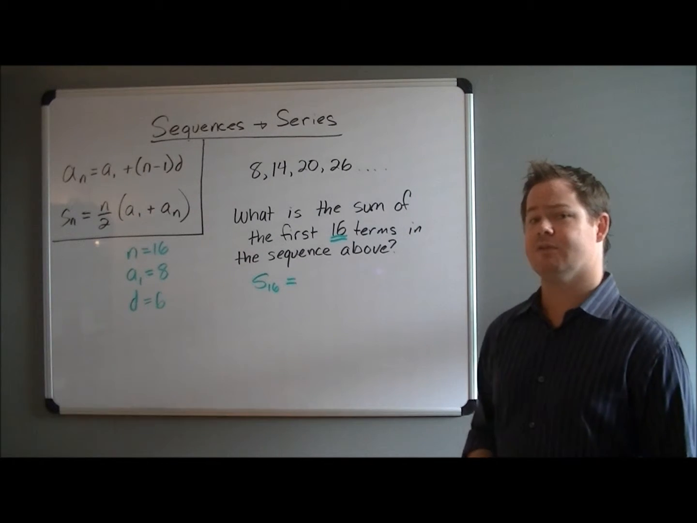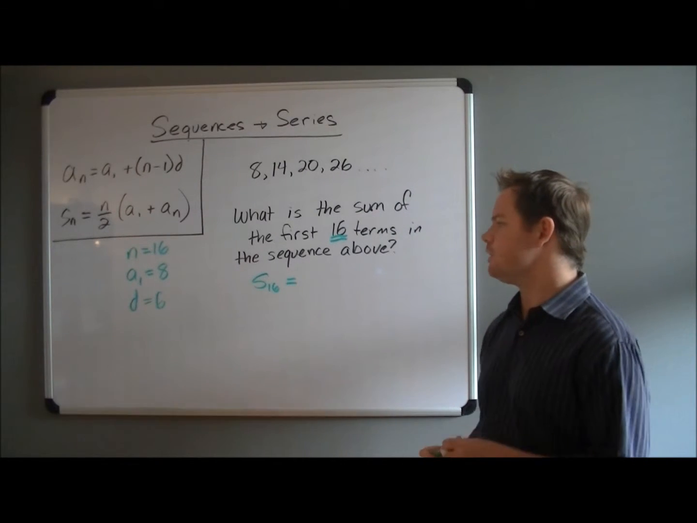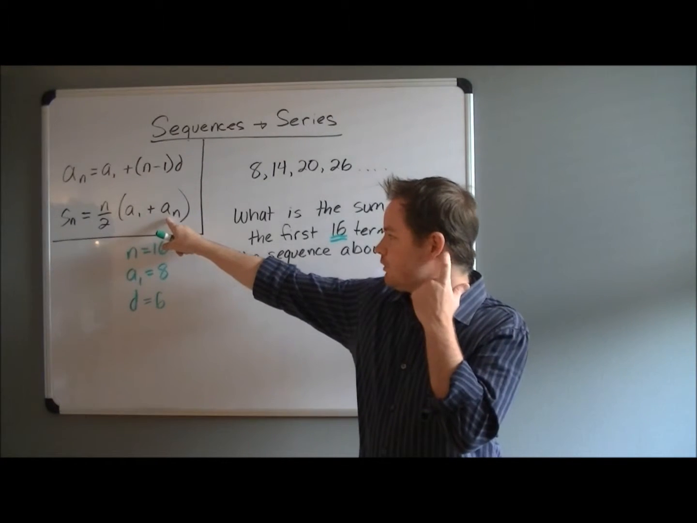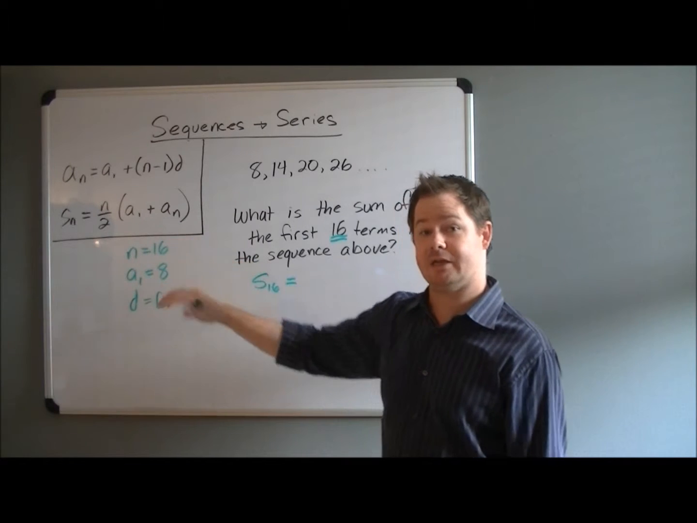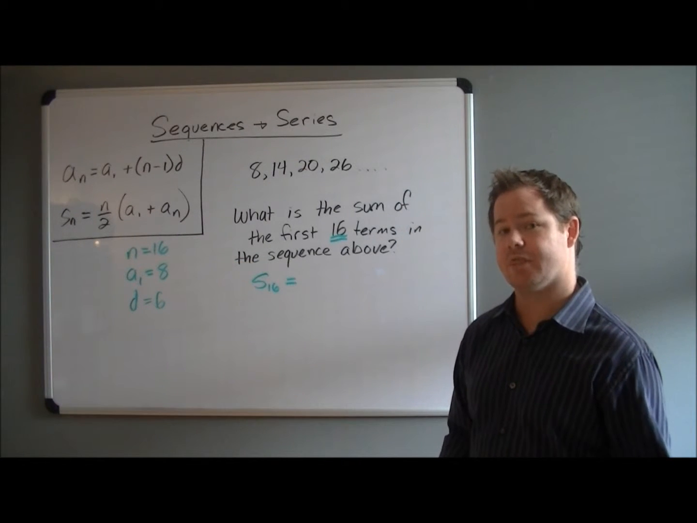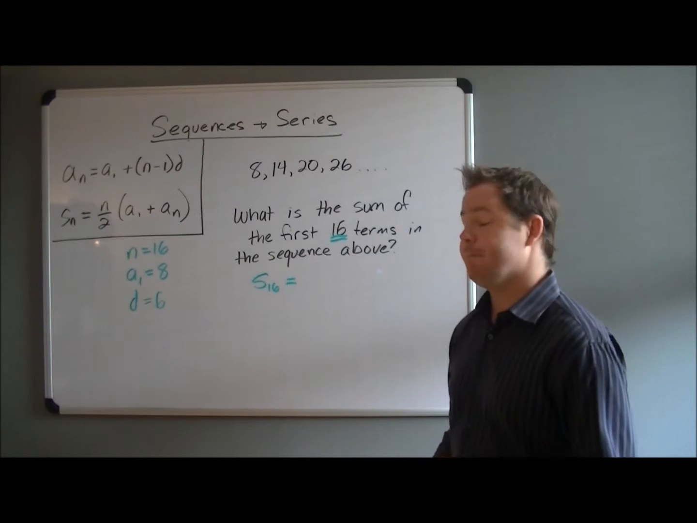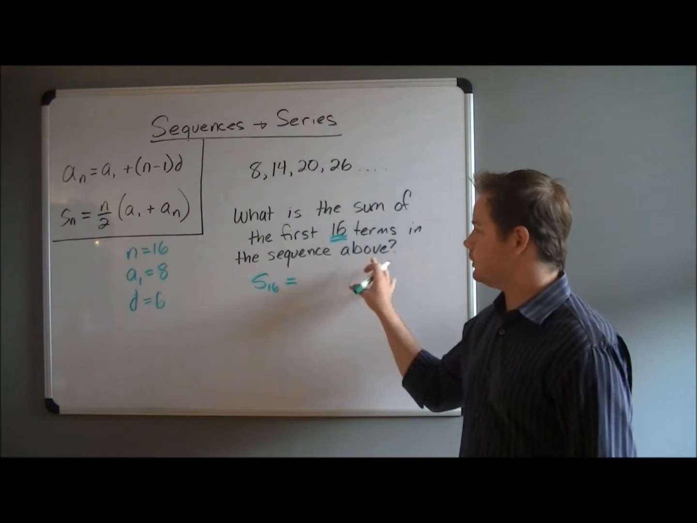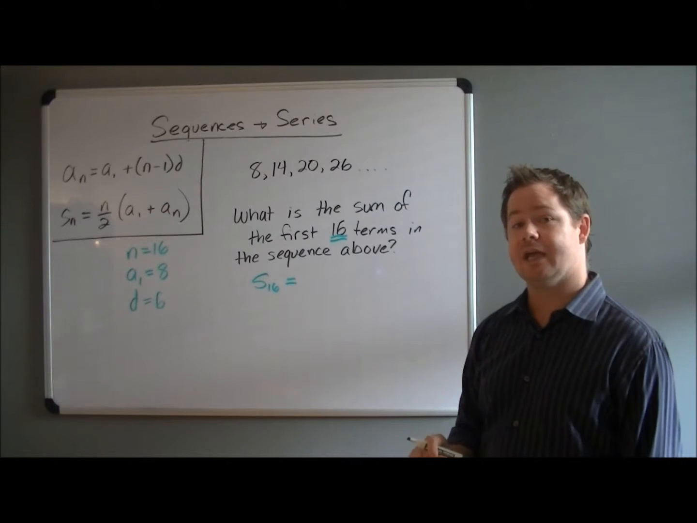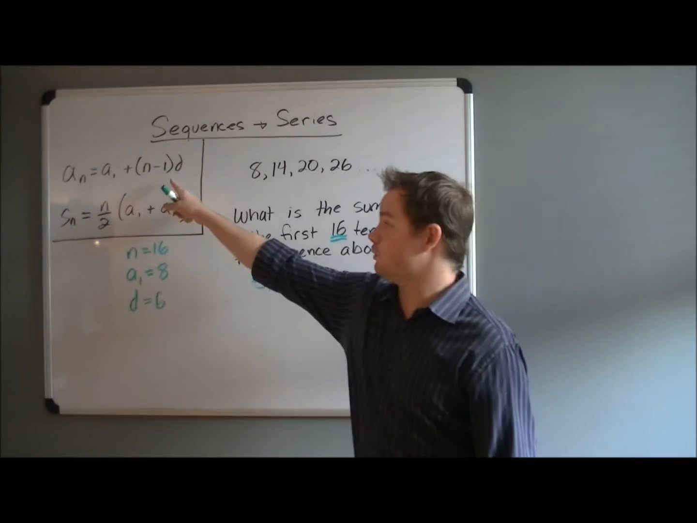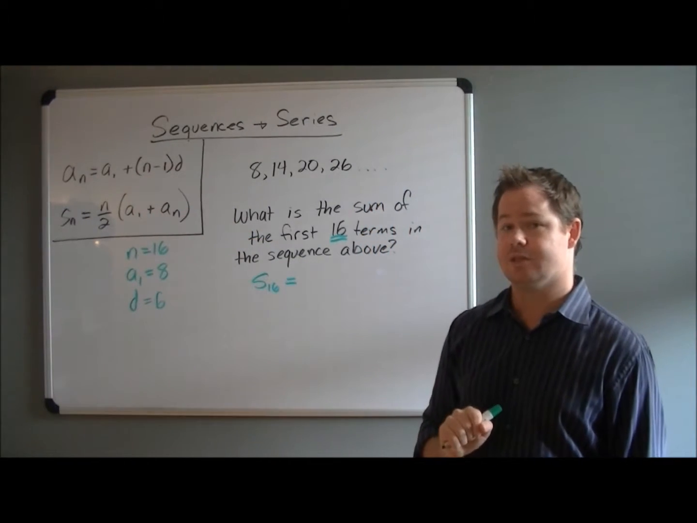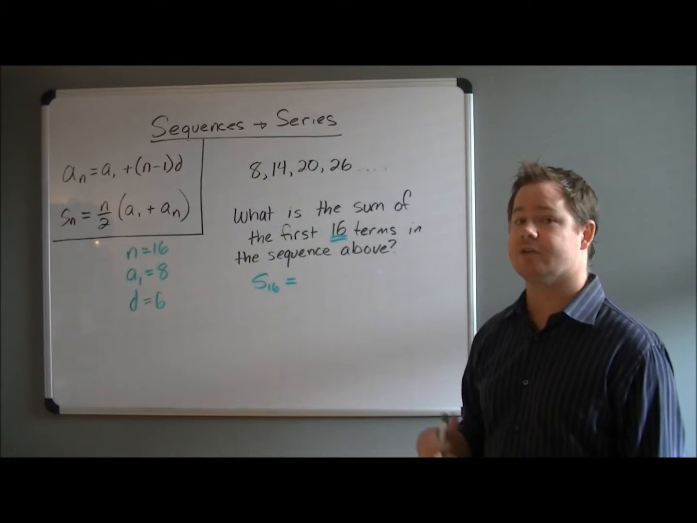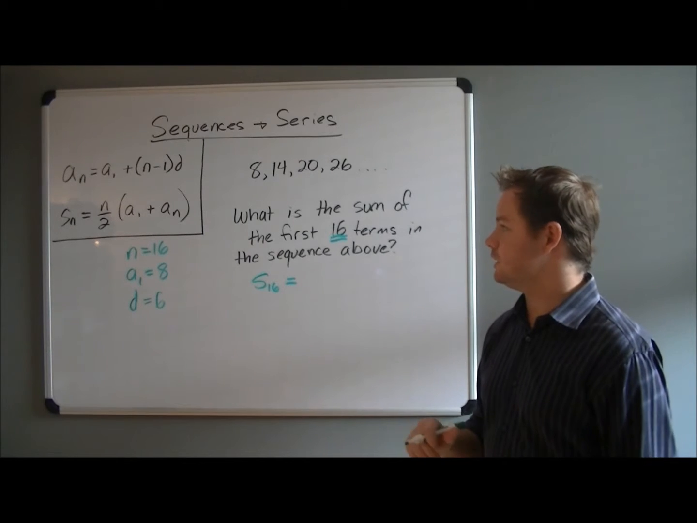And now we have all the components necessary to solve for the sum. If we notice in our formula for sum, it requires us to know a sub n, which in this case would be the 16th term, a sub 16. But we don't have that value yet. So this is a slightly advanced question because we are going to have to plug in our first formula to solve for that 16th term, and then plug that value into our formula for sum to calculate our final answer. So let's take a look at how this looks.